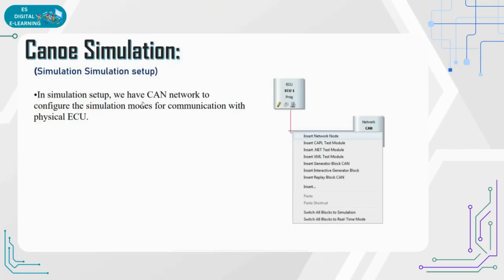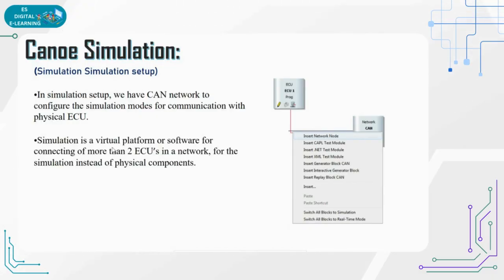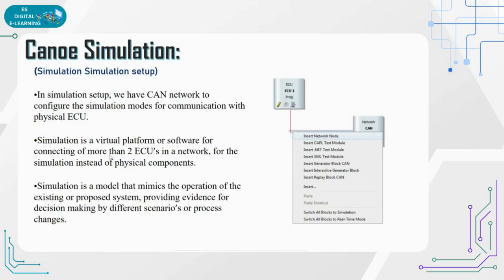In the simulation setup, we have the CAN network, and we are able to configure the nodes for communication with the physical ECUs, because communicating with the physical ECU means the real hardware, the microcontroller. We need to configure it in the simulation setup. Because of the network data that we are able to access, with the help of that we are able to do it. And for some controllers we don't have the real hardware, so for that we can create the virtual platform and do the simulation.